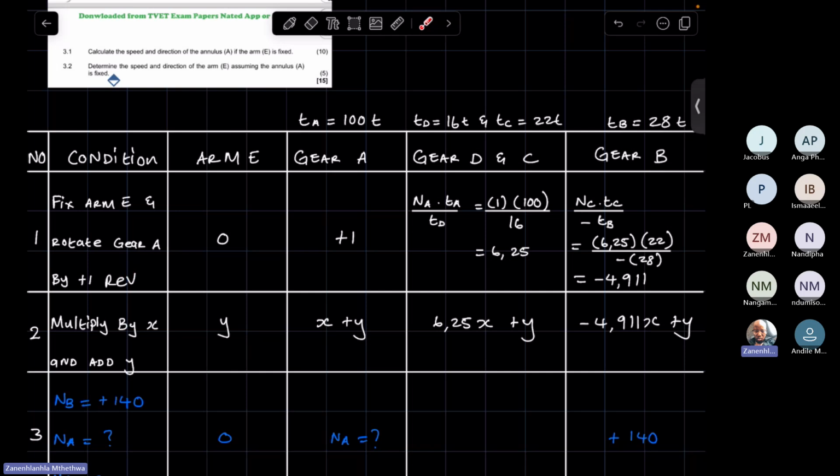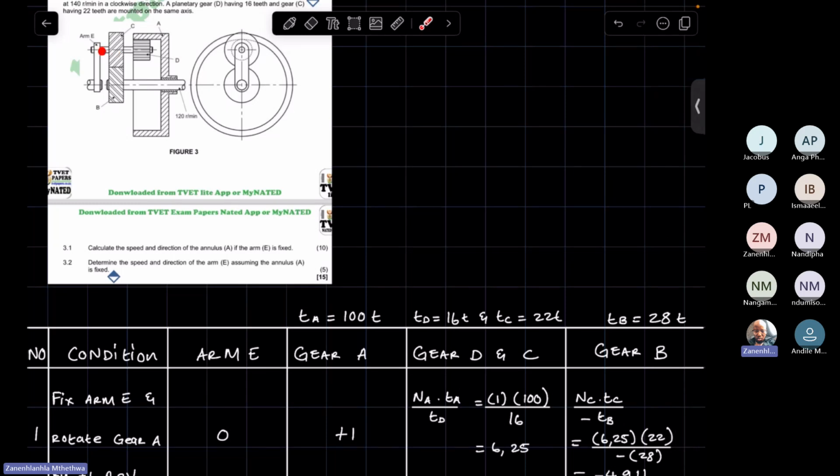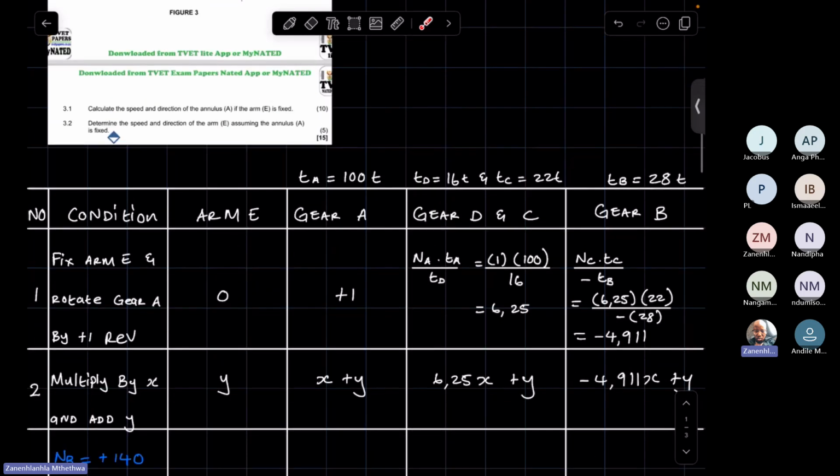So when I say condition one and two are fixed, it means that the first condition we will always fix the arm, however the arm has been denoted. In this case, the arm has been named arm E, hence instead of just having fixed arm, we are specific in saying fixed arm E. And rotate the annulus, which has been labeled as gear A, by one revolution clockwise, so by positive one rev. That's the first condition. It remains the same in any and all cases.